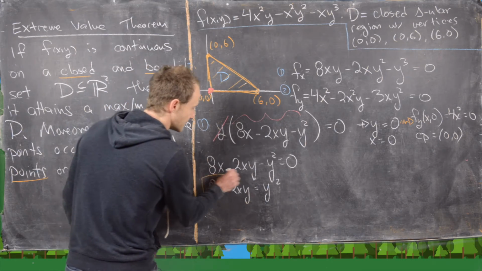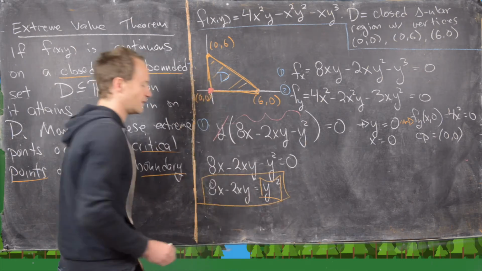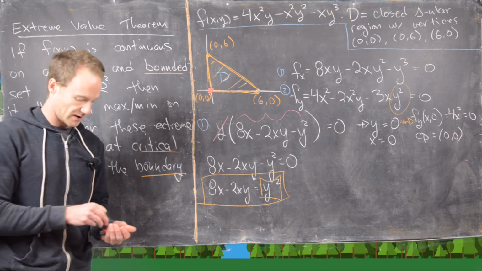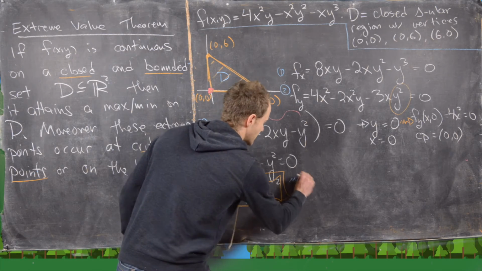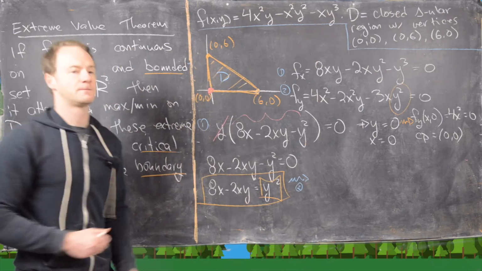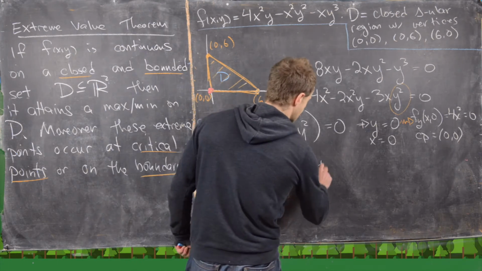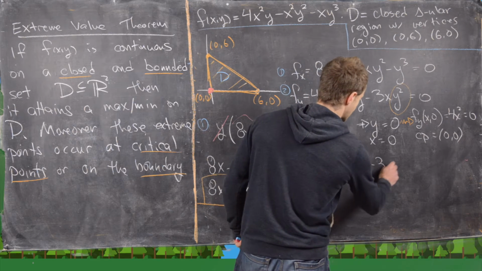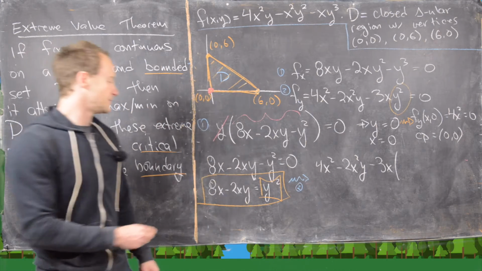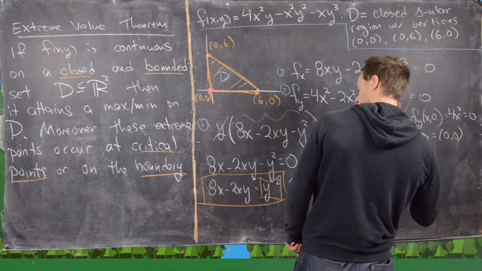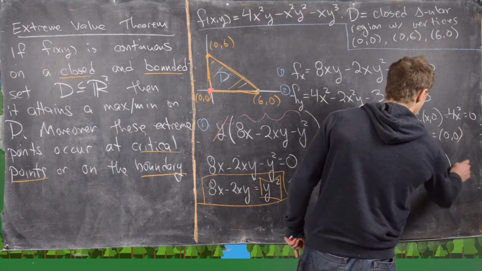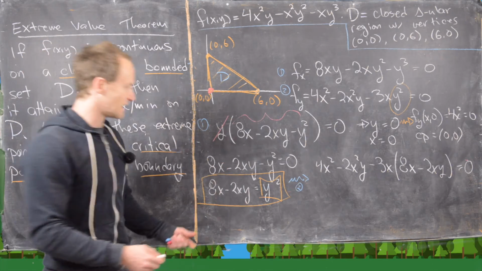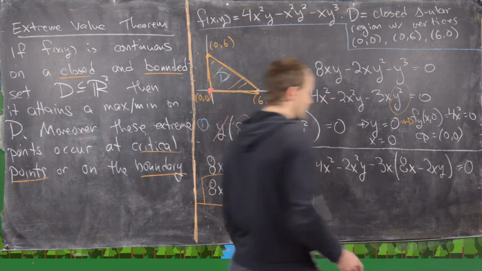So just to reiterate, I'm going to take this equation that we've built for y squared, and I'm going to plug it into y squared up here. So let's denote that by plugging this into equation 2, and let's see what we get. We're going to get 4x squared minus 2x squared y minus 3x times the quantity 8x minus 2xy, and then all of this is going to be equal to 0. Okay, great. So now we can multiply that out.